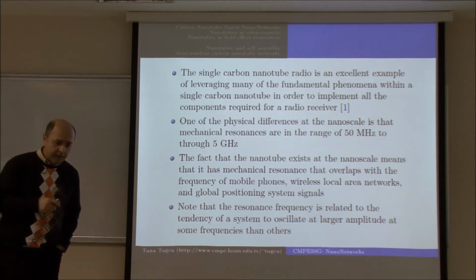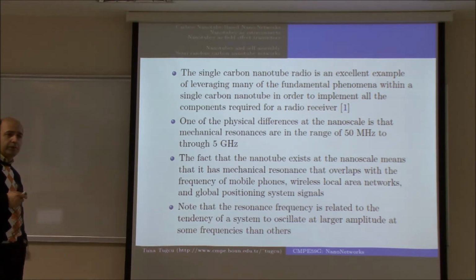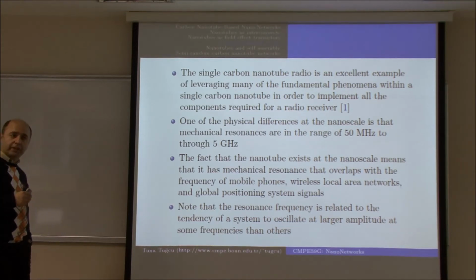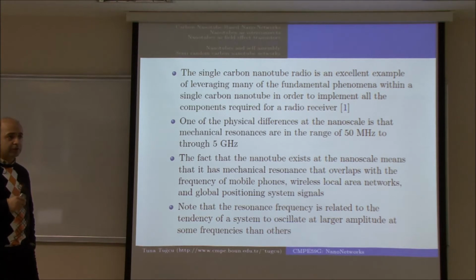Now, coming to the use of the carbon nanotubes for communications, the best example would be the implementation of the carbon nanotube radio, making use of a single carbon nanotube. With this application, actually, you're leveraging many of the fundamental phenomena that's taking place at the nanoscale by making use of a single carbon nanotube, as we mentioned. This will serve as a radio for the nanoscale, implementing all features actually of a radio.